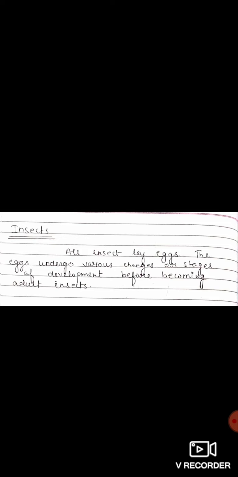In the last lecture, we talked about the life cycle of a hen and the life cycle of a frog. In this lecture, we will talk about the life cycle of some insects. As we know, all insects lay eggs, and these eggs undergo various stages of development before becoming adult insects.